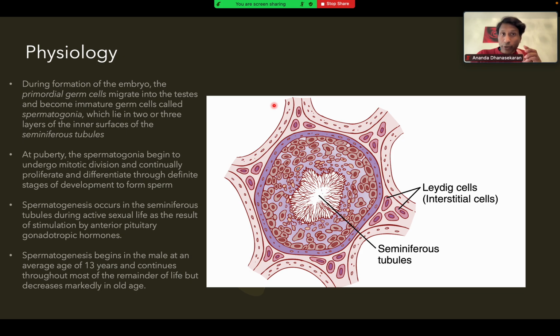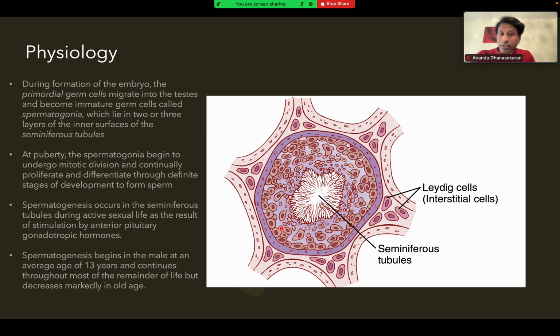During the formation of an embryo, the primordial germ cells, a term which was used quite often by Maharishi, migrate into the testes and become immature germ cells known as spermatogonia. As I said, I will be giving a lot of medical terms. It is better to understand as many of these terms as possible. Maybe you can use this YouTube video to revise again and again so that you are confident with these terms. When you are presenting your papers in a national or international forum, you should use the correct terminology. That's very important.